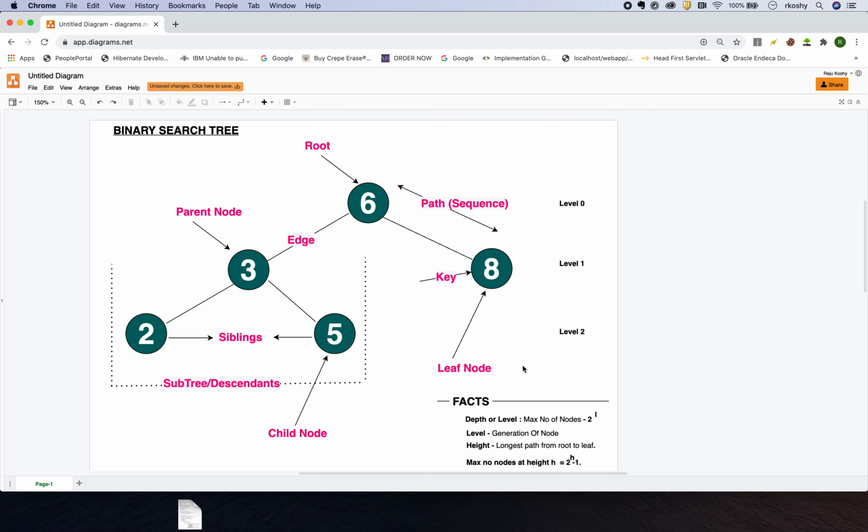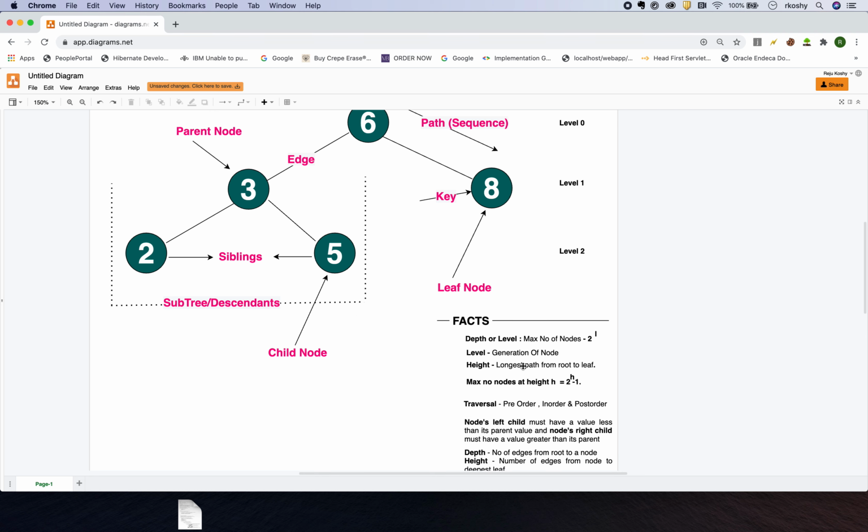If we follow this ground rule, it is very easy to implement the algorithm for the binary search tree, and then obviously the implementation as well. So always remember the ground rule. The ground rule will help us evolve the algorithm, and the algorithm will help us implement the real data structure in action, right?